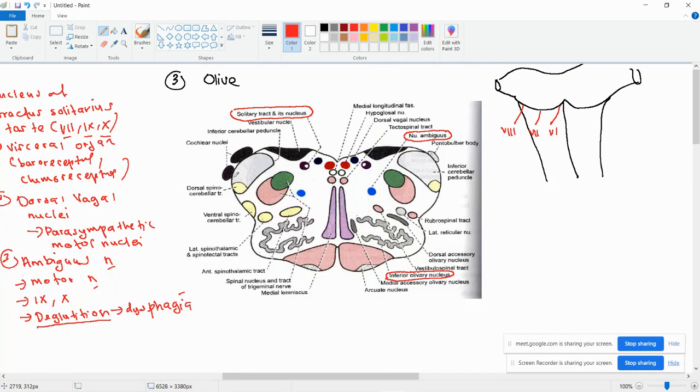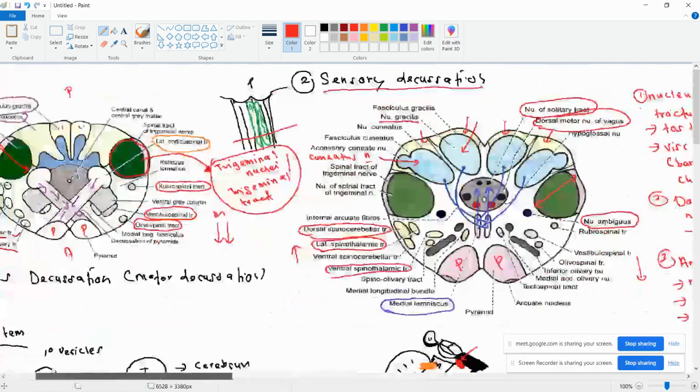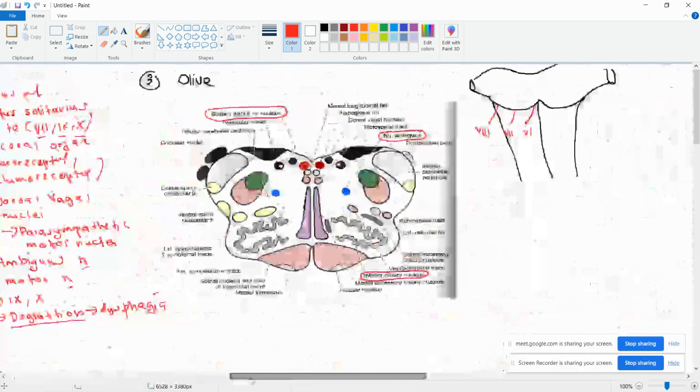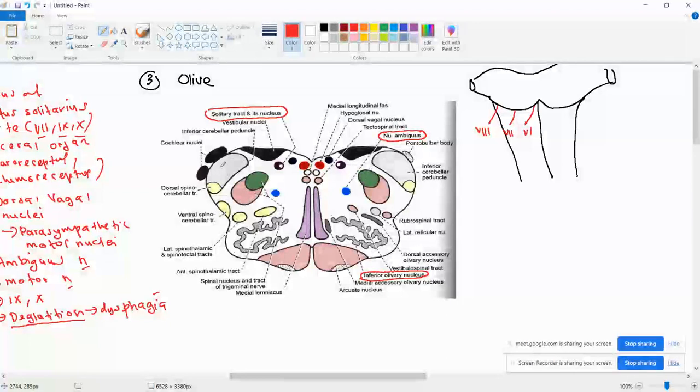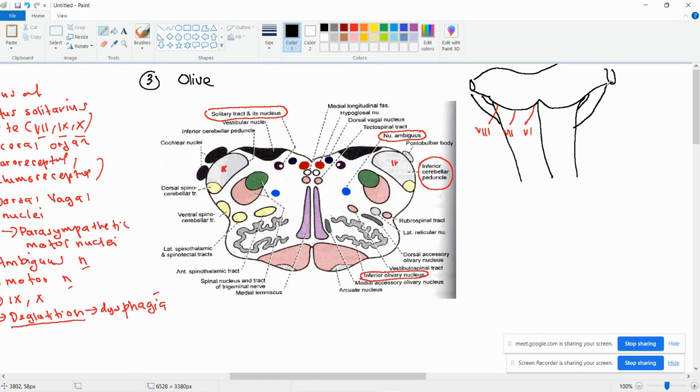Extra nuclei that you should know are here, lateral to your inferior cerebellar peduncles. What is the difference between the pyramidal decussation, the sensory decussation, and the olive, class? One of the biggest differences is this structure. What is the name of this structure, class? This is the inferior cerebellar peduncles over here. You can see it running upward and entering your cerebellum.